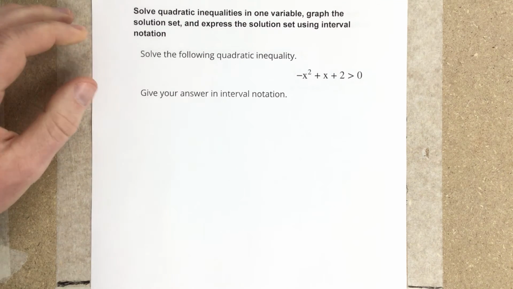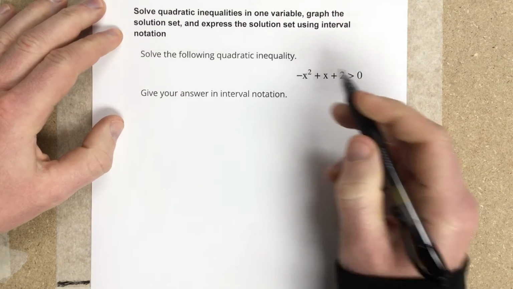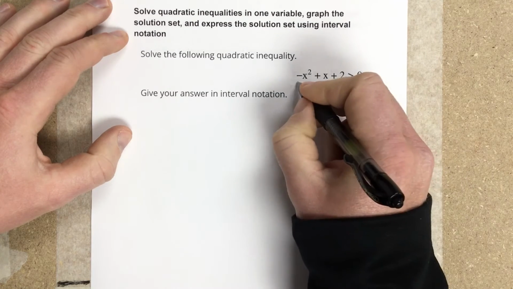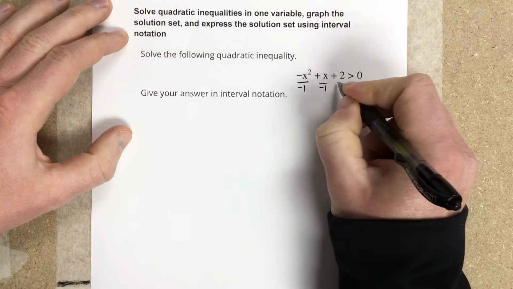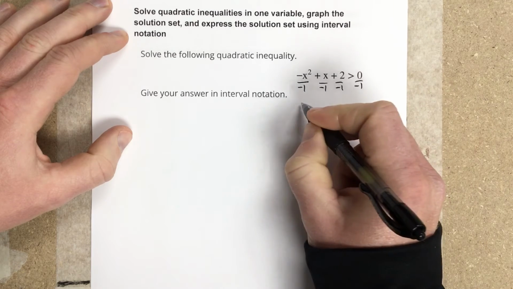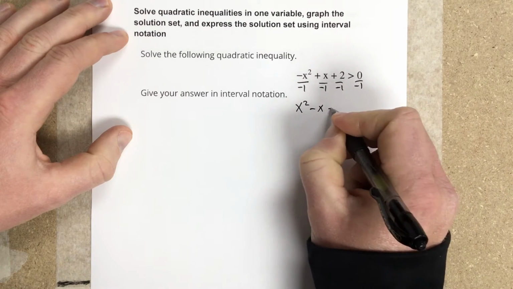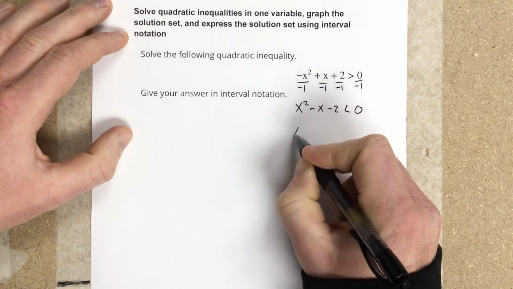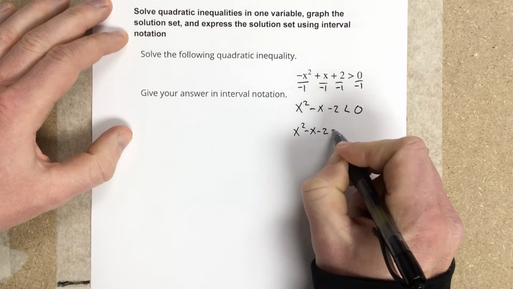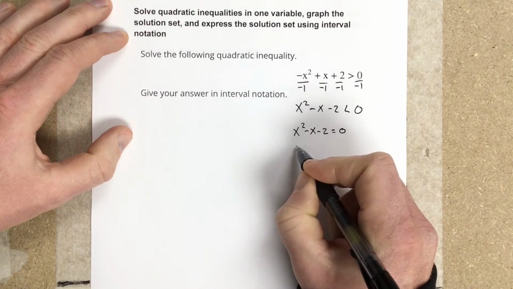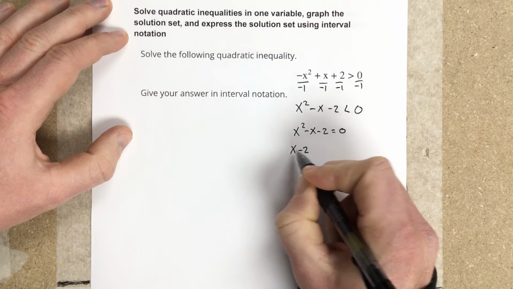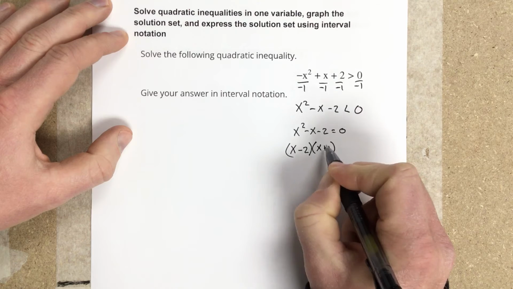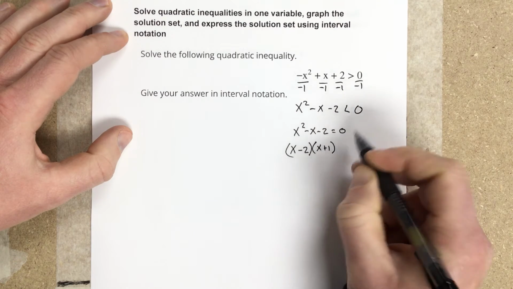Okay, in this second example, we have a similar equation where we have negative x squared plus x plus 2 greater than 0. We're going to divide by -1 to start. And we get x squared minus x minus 2 is less than 0. We're going to set that equal to 0. And we're going to factor it. So we're going to say that this is x minus 2, x plus 1, because -2 and 1 are factors of -2 and they add to -1.